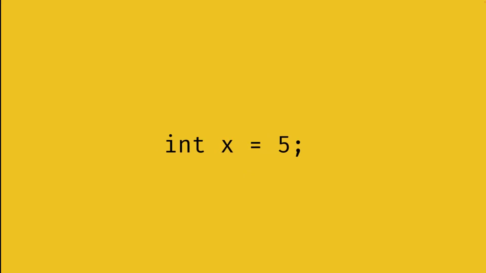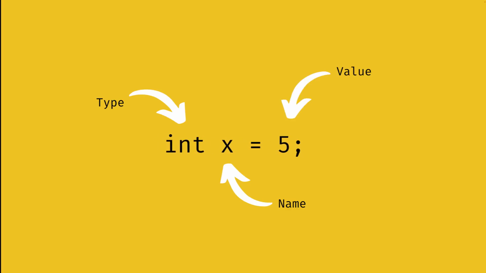This is what a number could look like. int x = 5. int is the type, x is the name, and 5 is the value.